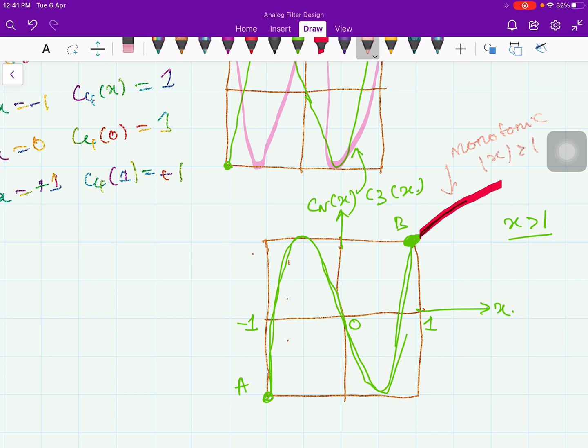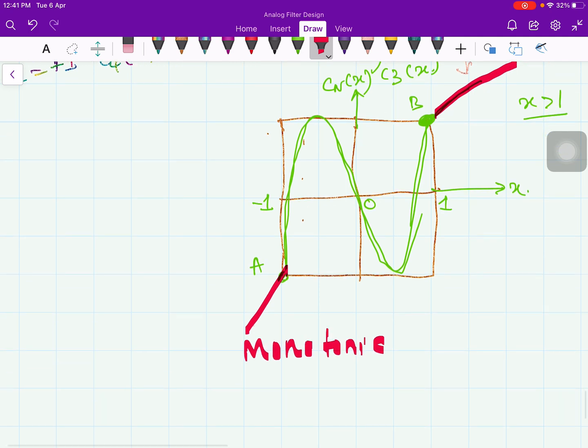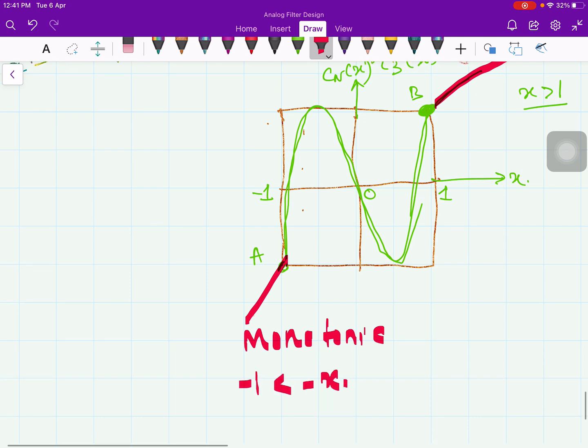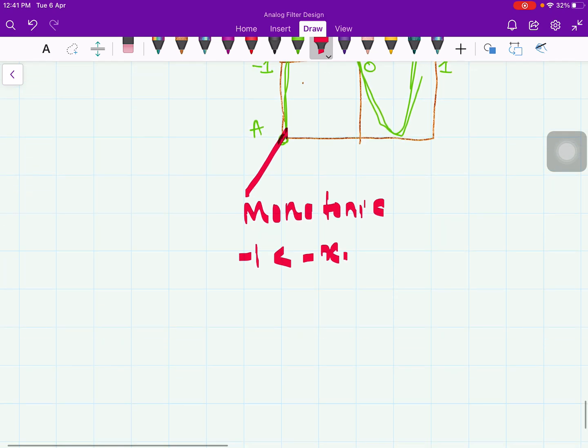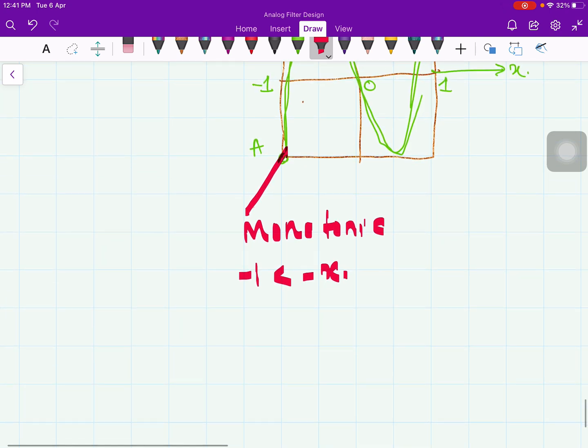That means what? Even if you go this direction also, again monotonic. That's what we mean by this one. That is -1 is less than -x. Therefore the equal ripple oscillation is obvious from here, between x equal to -1 and +1. Now our concern is between 0 and +1.